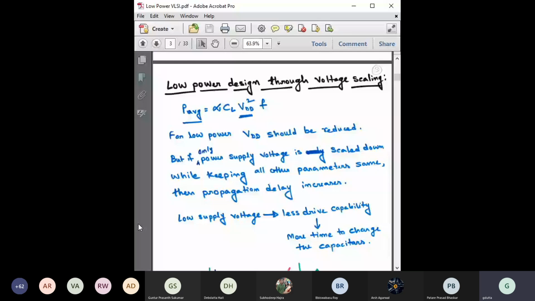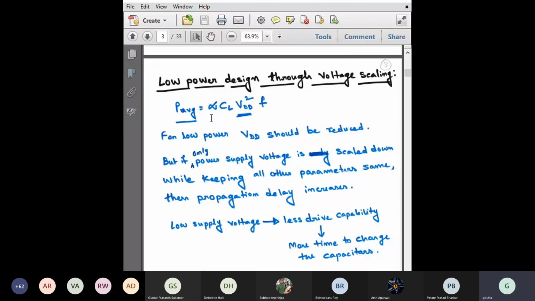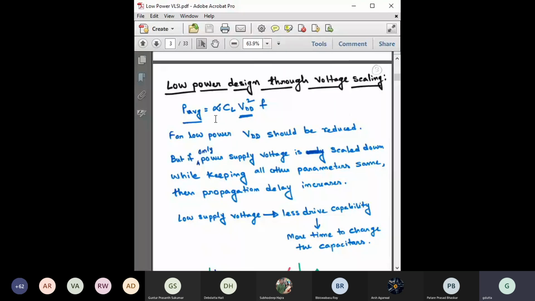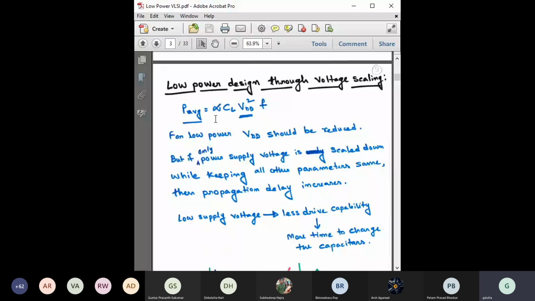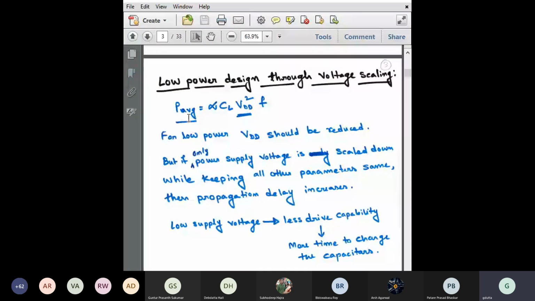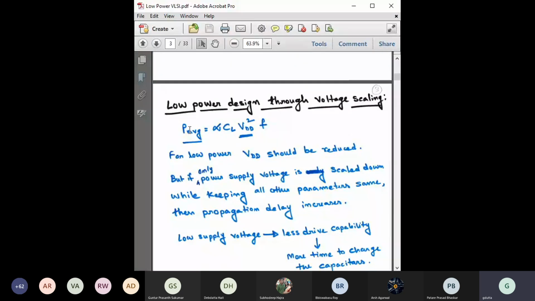Suppose for a particular technology node, VDD is 1.5 volt. The question is, if we can reduce the voltage from 1.5 volt further to 1 volt without changing the dimension, then we can probably reduce the power consumption. Because you see here, the power consumption is proportional to VDD square. So if you can make it half, then you can reduce the power consumption to 1/4. So VDD plays the most important role in terms of power dissipation.